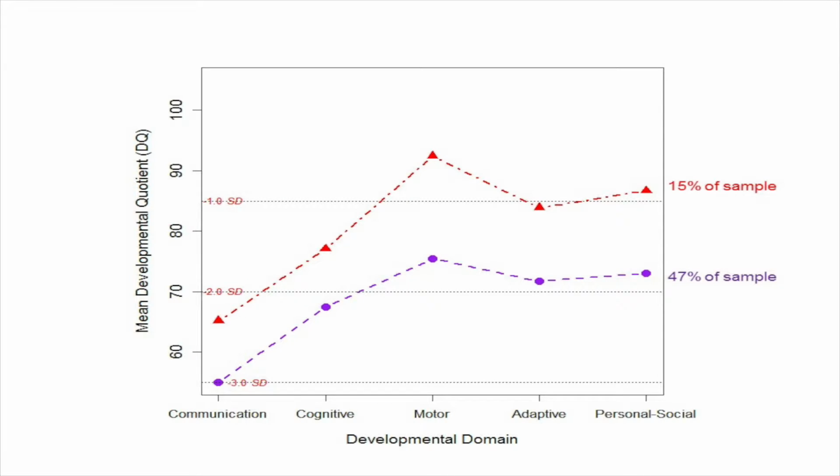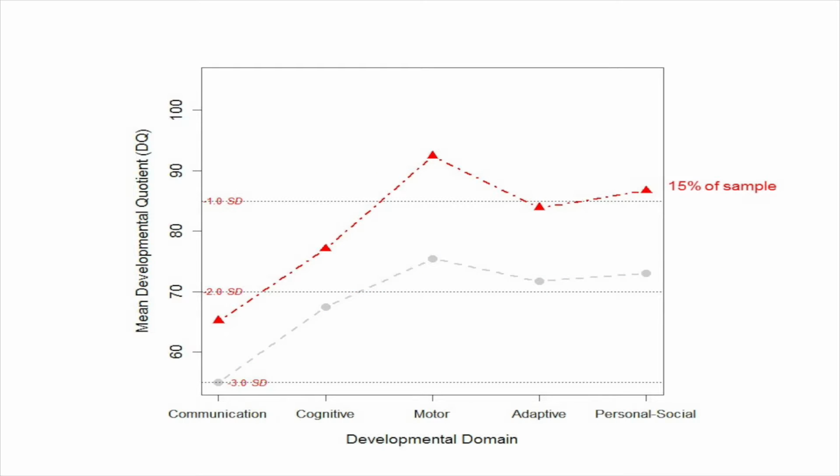Here's a depiction of the first 2 subgroups' developmental profiles as defined by children's mean developmental assessment scores in the 5 assessed domains. The first subgroup, which included about 47% of children in the sample, shows a severe delay in communication, somewhat less severe delays in the cognitive, adaptive, and personal social domains, and relatively stronger functioning in the motor domain. This is a pattern characteristic of many children with developmental or specific language impairment. Interestingly, this subgroup included the majority of children in the sample with suspected autism spectrum disorder.